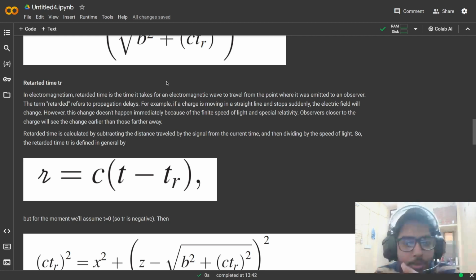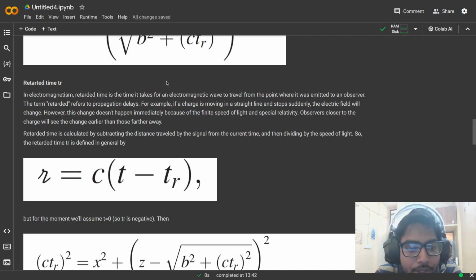t_r. Suppose, for example, a charge is moving in a straight path and it suddenly stops, so there will be a change in the electric field. That change is observed after a time delay t_r by the observer, and obviously the closer the observer is, the less the time delay. So why does this time delay occur? The time delay occurs because the electromagnetic wave travels at a finite speed, that is the speed of light, 3 times 10 to the power 8 meters per second. So it will take some time to reach from one point to another; though it is the fastest, it is still finite.